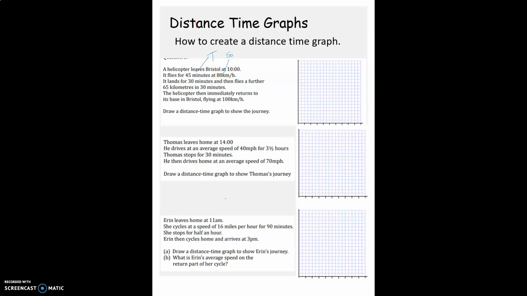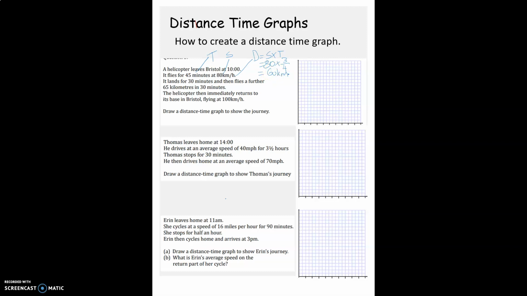So we need to work out how far it flies. So this means we need to find the distance. So distance equals speed times time, which means our speed is 80 and our time is 45 minutes, which is 3/4 of an hour. So it's 80 times 3/4, which will give us 60 kilometres.